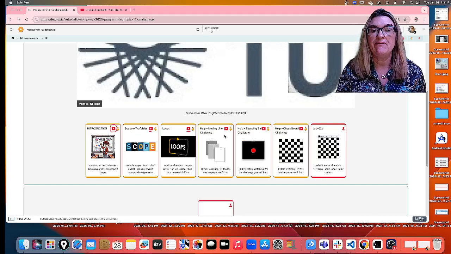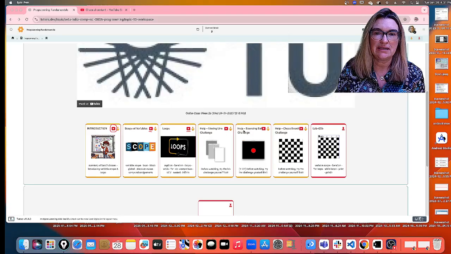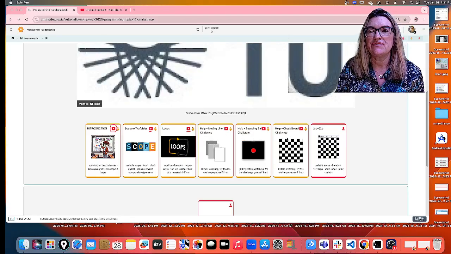The help videos, the moving line and the bouncing ball, are from your labs on Monday. And this chessboard is from tonight's lab. So again, this is where you come to after you have made an attempt.